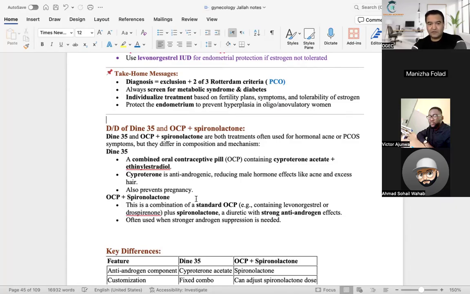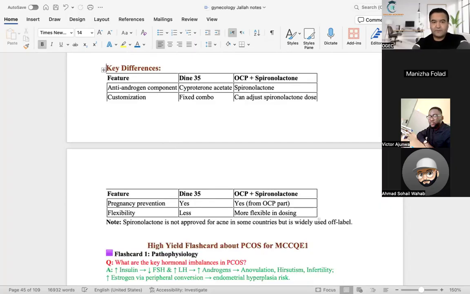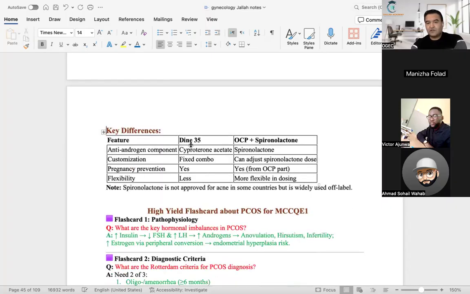But let me show you this. I think this would give you a good idea of the differential. So Diane-35 and OCP plus spironolactone are both doing the same thing, but OCP plus spironolactone is more potent, more flexible, and it can be adjusted in terms of dosing depending on the patient's response. But Diane-35 is a fixed combo, so it's less flexible. This one is more flexible. You can change, add, decrease, or increase the dose as you wish.